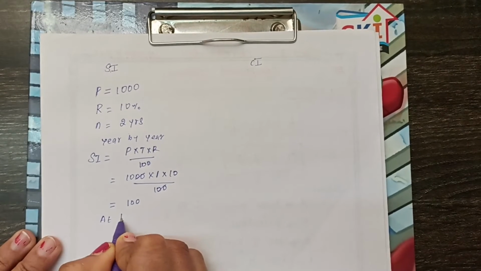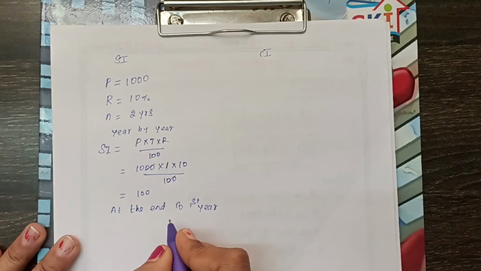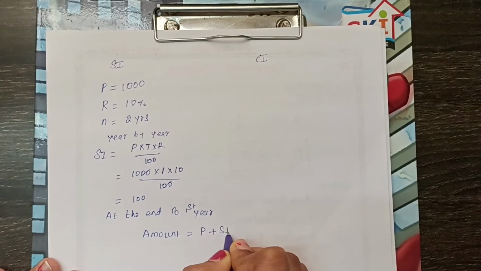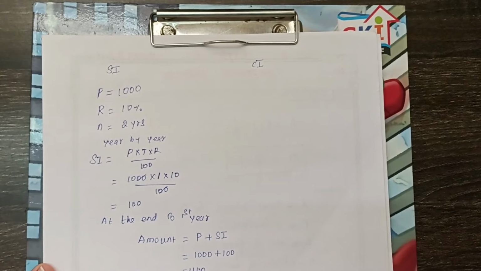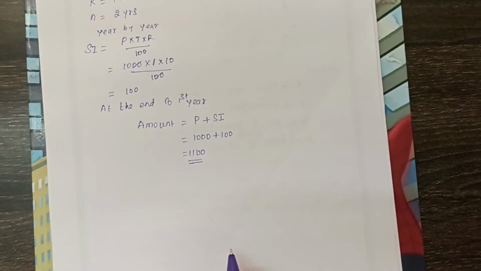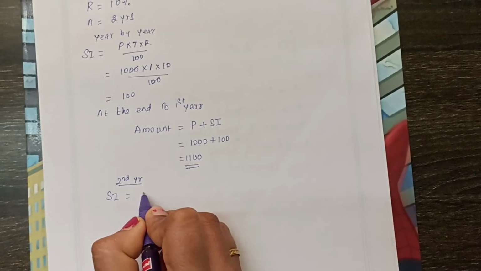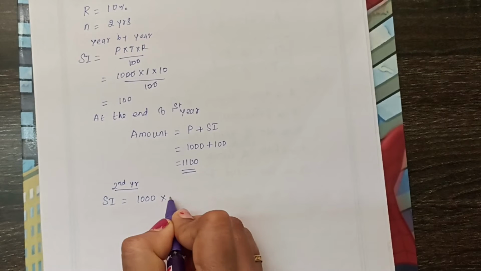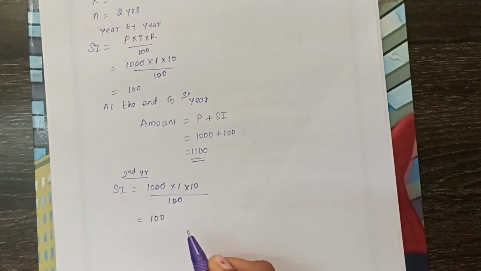So at the end of the first year, what will be the total amount? The principal amount plus simple interest. The principal is 1000 rupees and interest is 100 rupees, totally 1100 rupees. At the end of the first year, I will be having 1100 rupees. Next, we will calculate the simple interest for the second year. The principal amount is the same, 1000 rupees, into number of years 1, into 10 divided by 100. Again the zeros cancel, and we get simple interest of 100 rupees.